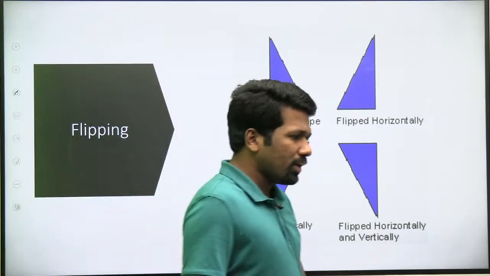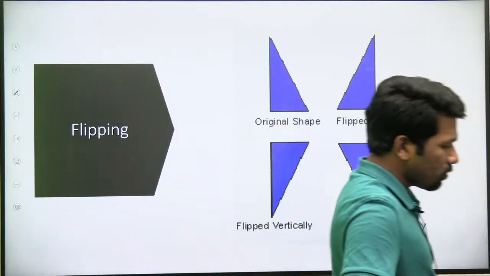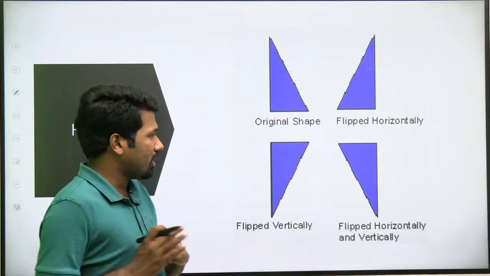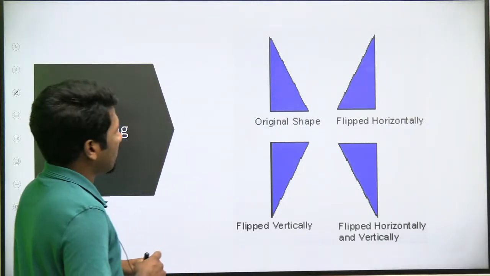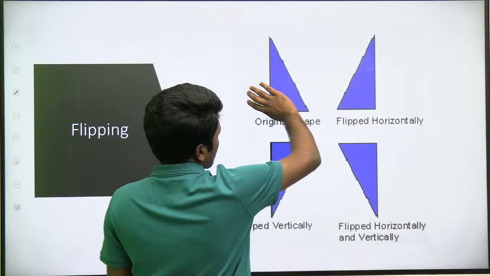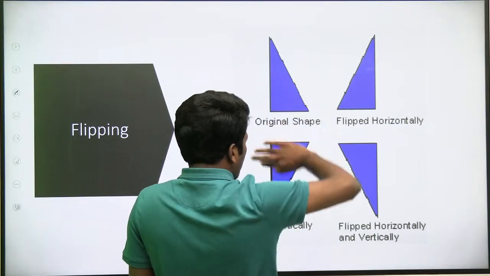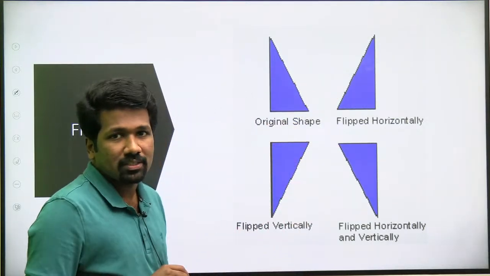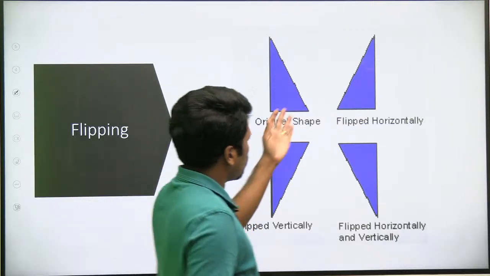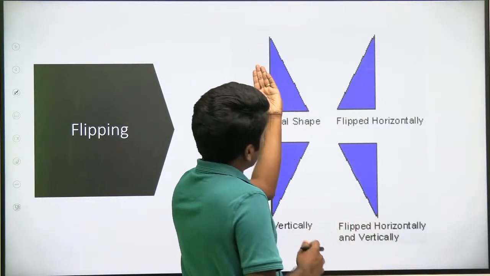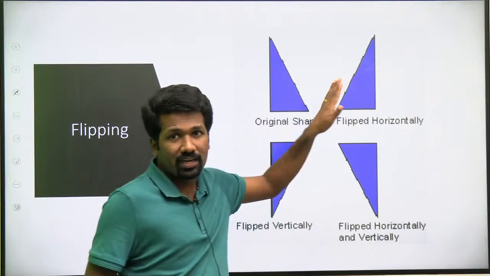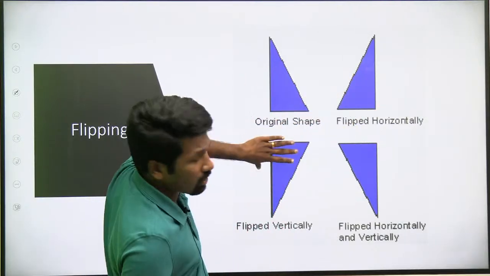Most of you already know this, but in case you don't, I will explain it. So flipping means what? If this is the original shape, you can flip it like this, flip it like this. Both are flipping, right? So horizontal flipping means this image will become like this. That idea is clear, right? Vertical flipping means you are flipping like this.